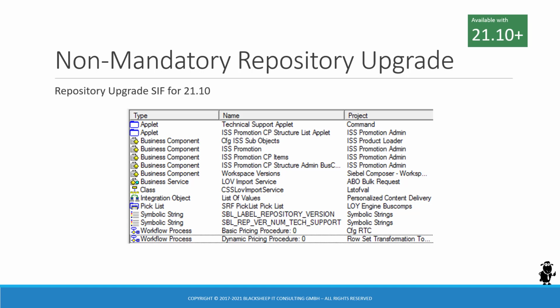You will automatically inherit these objects when you upgrade to 21.10 from a release prior to IP17, and you will also get them when you do a fresh install for a new Siebel database. But for an update from anything higher than 17 to 21.10, you will not have these objects and these changes in your repository unless you run the repository upgrade.